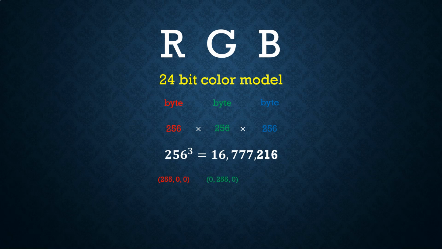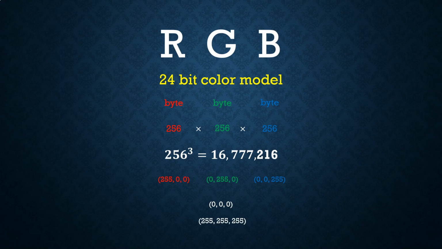So red goes to 255, 0, 0, which is the absence of green and blue. Green goes 0, 255, 0, and then we have 0, 0, 255. For your comments and understanding, let me know what you get with 0, 0, 0 and also 255, 255, 255.